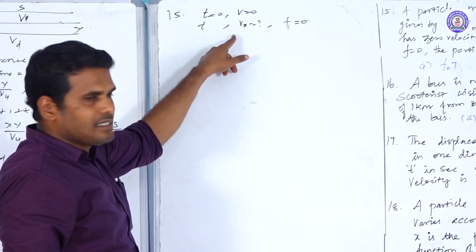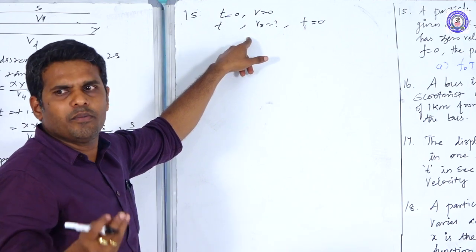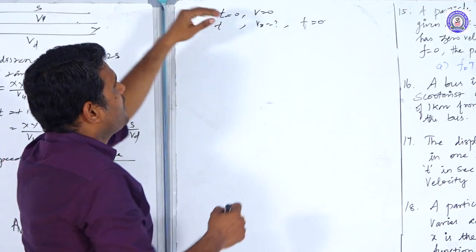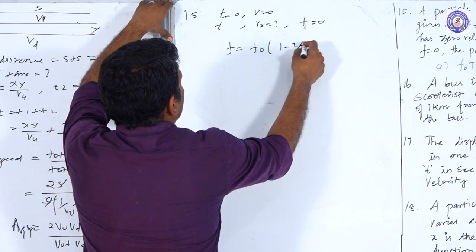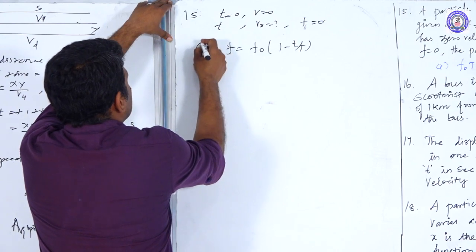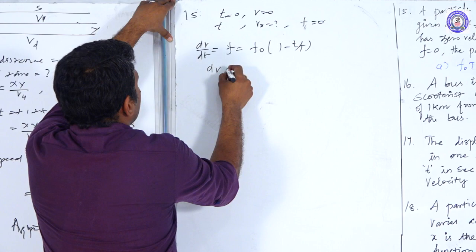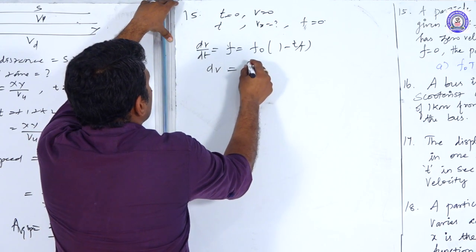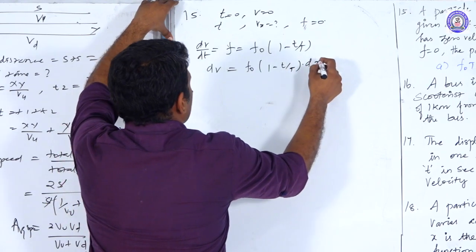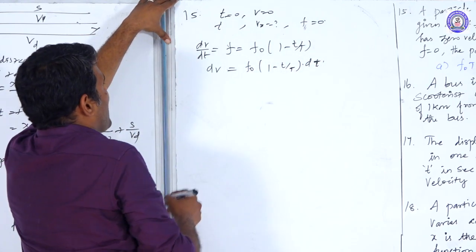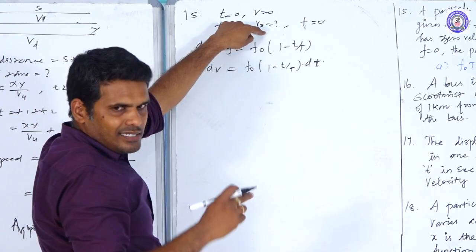If this kind of conditions are given, then this must be considered as the limits to solve the problem. If you are speaking about limits, then you have to go on with integration. Given expression is f equals f naught into 1 minus small t divided by capital T. This has been mentioned as acceleration, which is the first derivative of velocity. So I can write dv equals f naught into 1 minus small t by capital T into dt. As it is very clearly mentioned, when time t equals 0, velocity is 0. When time is t, what is the value of velocity?